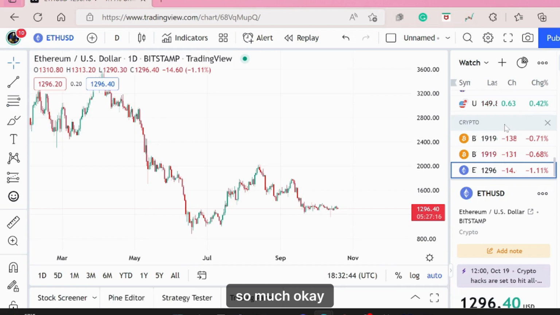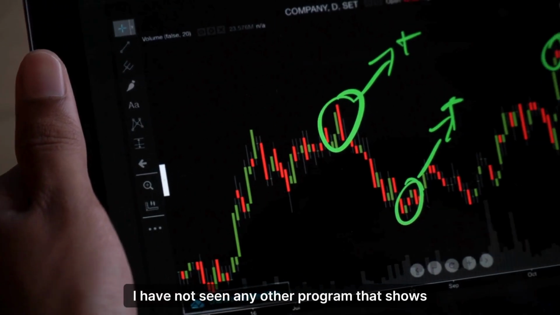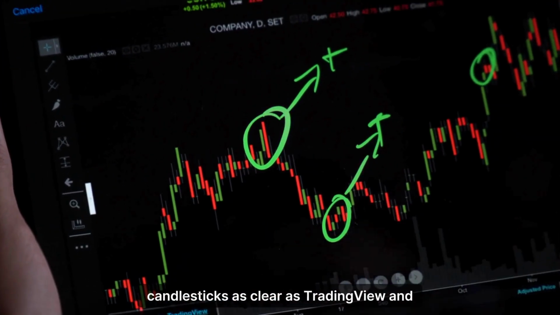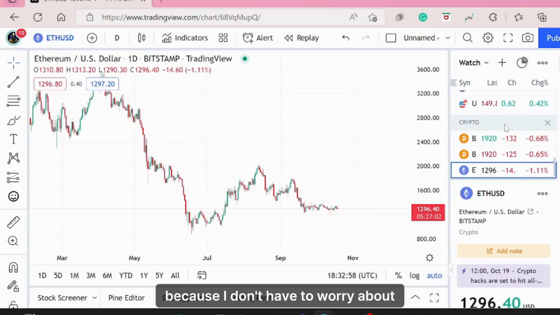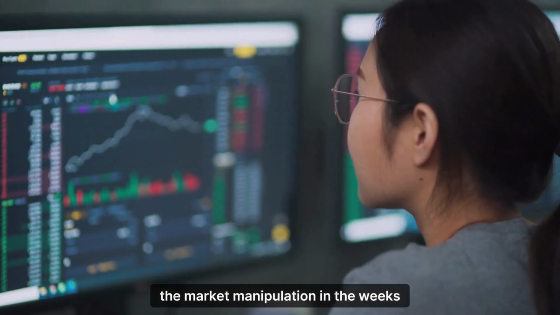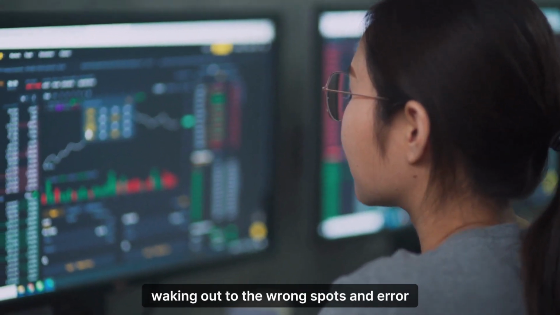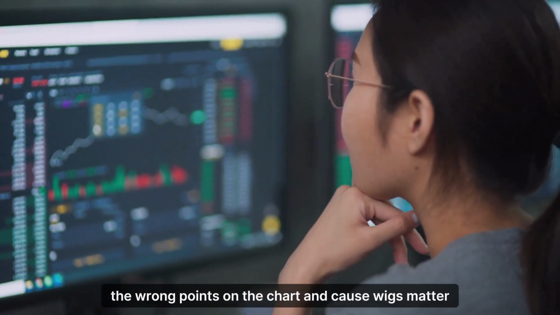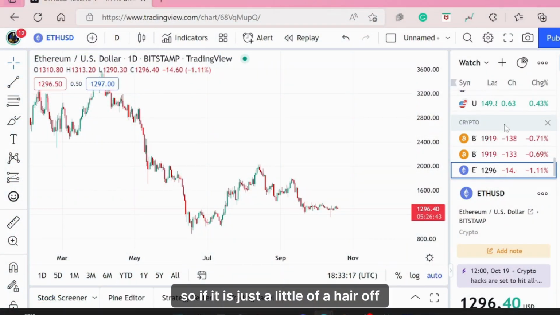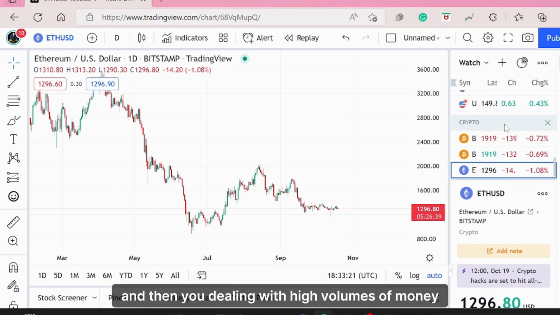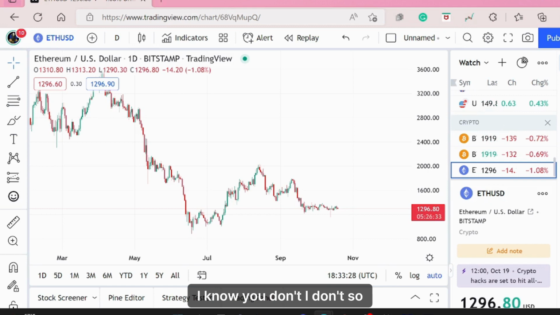So much, okay? I have not seen any other program that shows candlesticks as clear as TradingView and makes my trading seamless, because I don't have to worry about the market manipulation and the wicks wicking out to the wrong spots or the wrong points on the chart. Because wicks matter. Every little piece of everything on a chart matters. So if it is just a little bit of a hair off, it's a big deal, and then you're dealing with high volumes of money. You don't even want to take that chance. I know you don't. I don't. So let's go ahead and get into it.